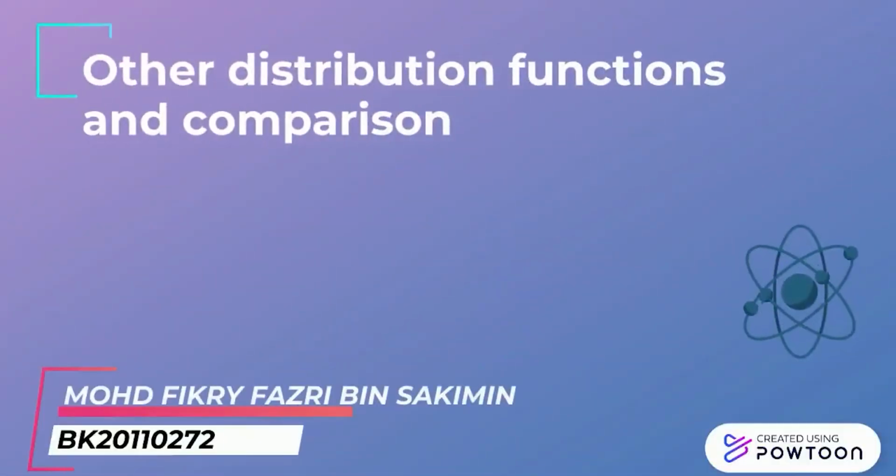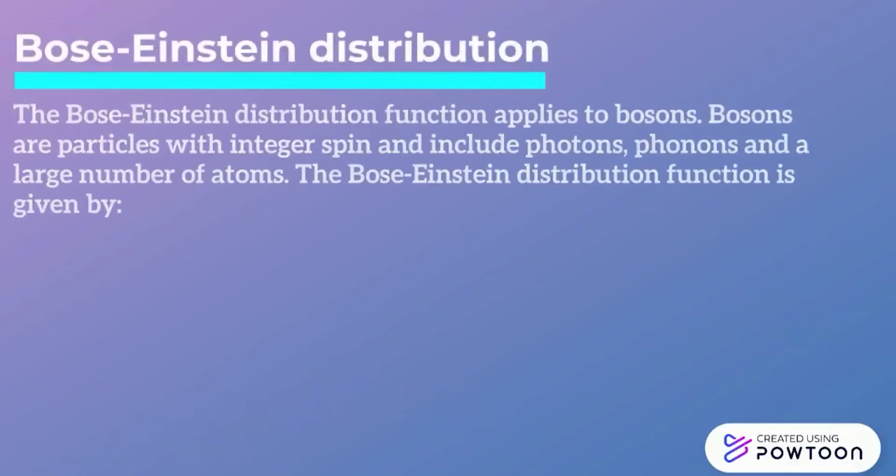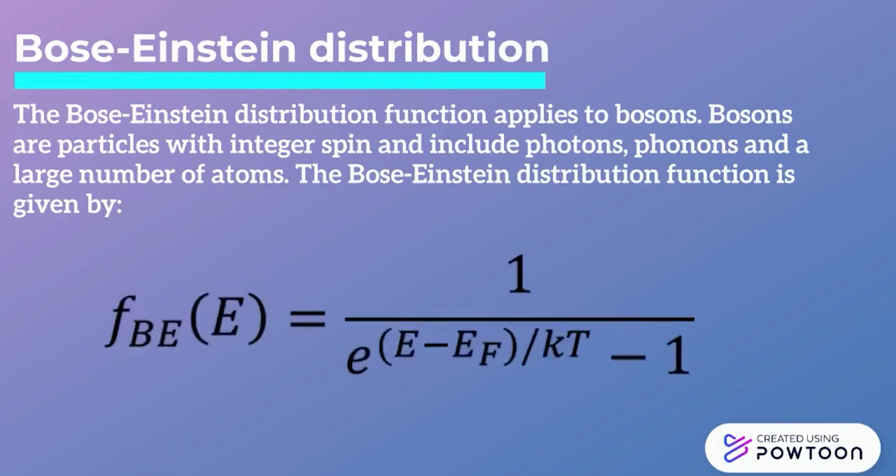So moving on to other distribution functions and comparison. The first is the Bose-Einstein distribution function, which applies to bosons. Bosons are particles with integer spin and include photons, phonons, and a large number of atoms. The Bose-Einstein distribution function is given by.